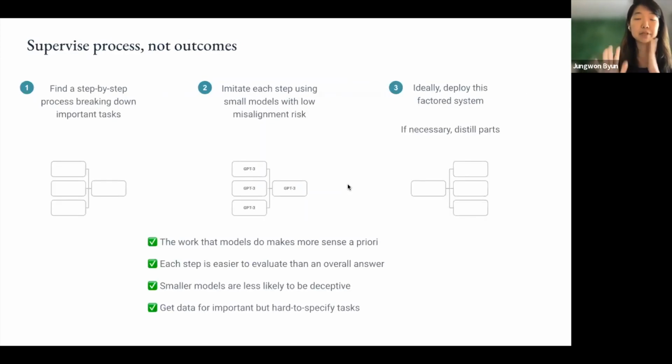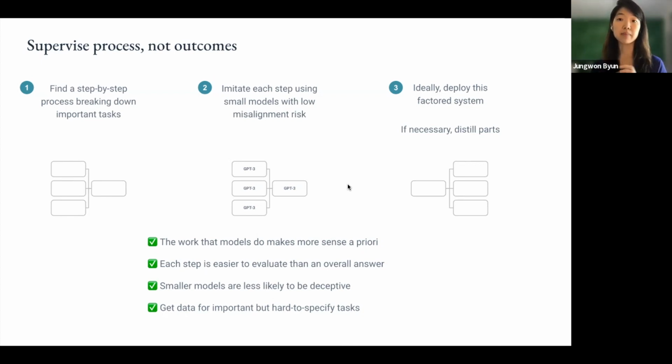If this works, what does it get you? Well, first, if you supervise a process, then the work that the models do makes more sense a priori, right? So you're not saying, hey, neural net, please do whatever it takes to score high on this reward signal. You're saying, hey, ML system, go through the step-by-step process that we endorse, or the process that experts follow. So the process will make more sense a priori. There will be more transparency about what exactly the model is doing. You've broken it down into smaller pieces. So again, each step is easier to evaluate, rather than having to evaluate the entire policy proposal. You can go through and say, okay, what was the process that this model followed? Does that make sense? Did it execute each of the steps properly?